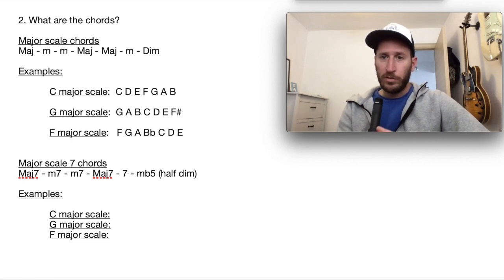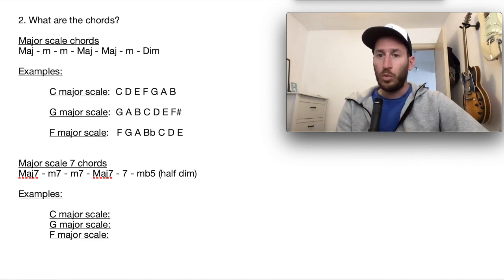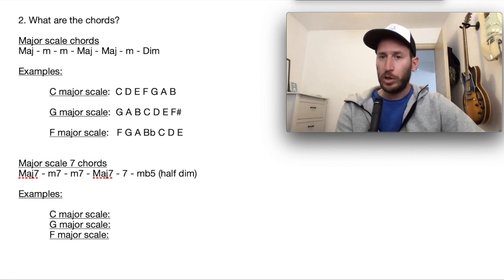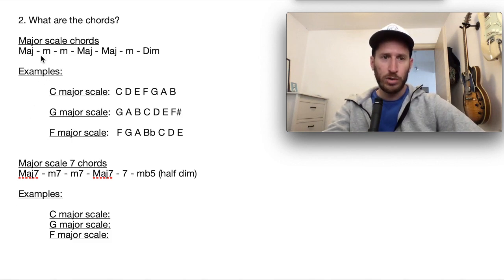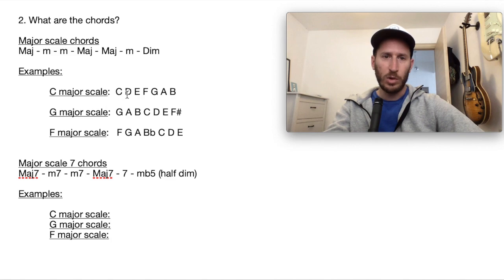We know whenever we choose a major scale, we know which notes we have on it. But how do we know which chords we have on it? So to know which chords we have, we need to apply this template. Major, minor, minor, major, major, minor, diminished. So I took just the notes that we have on each of these scales. And now let's apply this template.